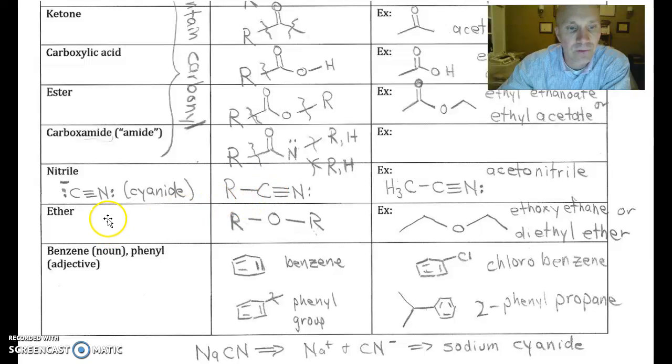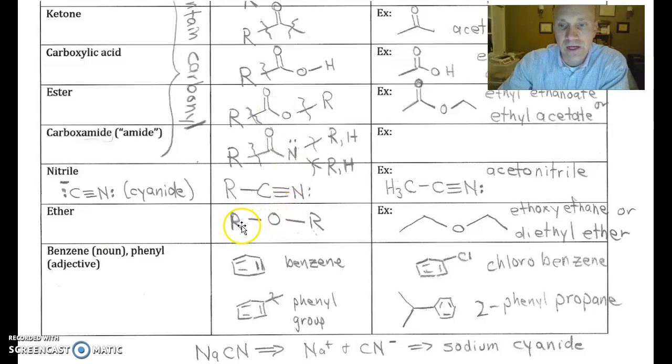All right. So moving on, ethers. What an ether is, is anytime you've got two R groups which are separated by an oxygen. So this has got to be single bond oxygen, single bond. And the carbons here cannot be carbonyl carbons. You might say, well, what if it was a carbonyl carbon? Well, if this right here was a carbonyl carbon, it would be an ester.